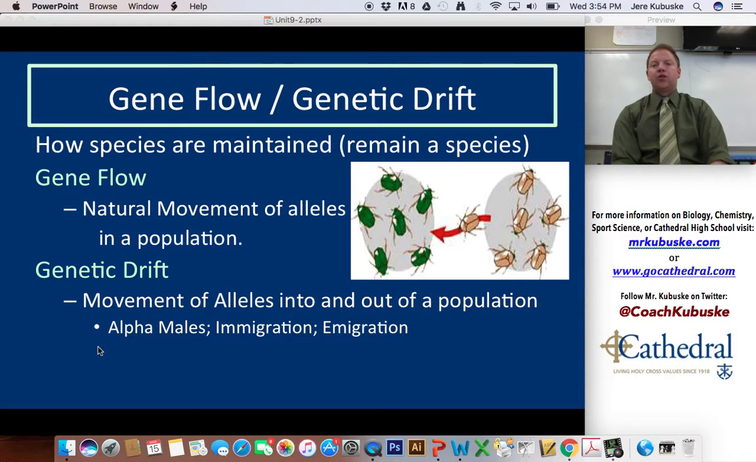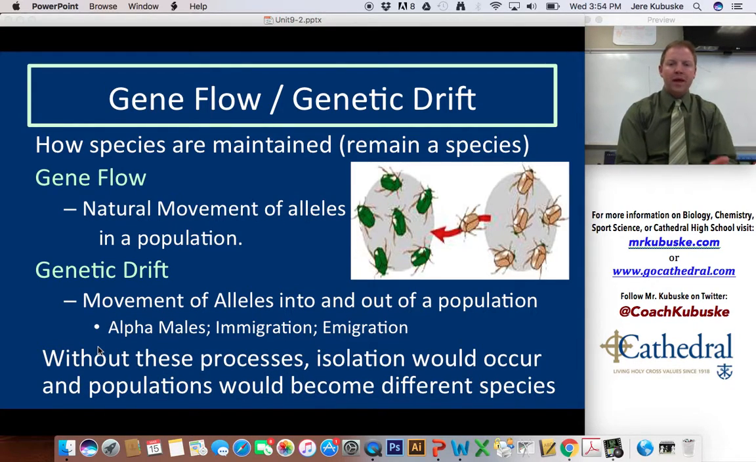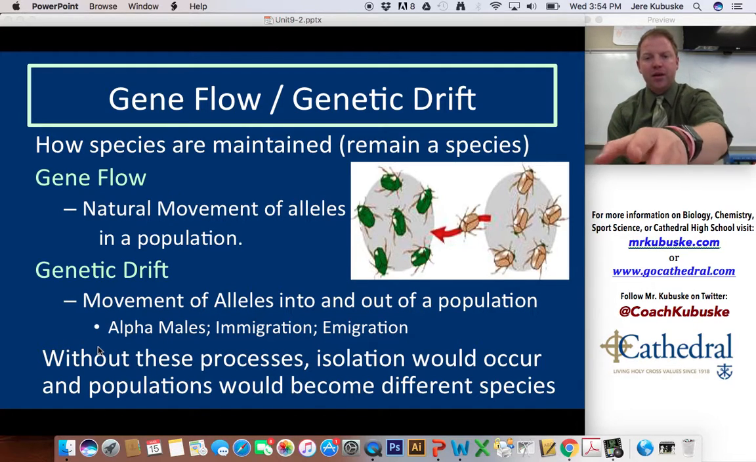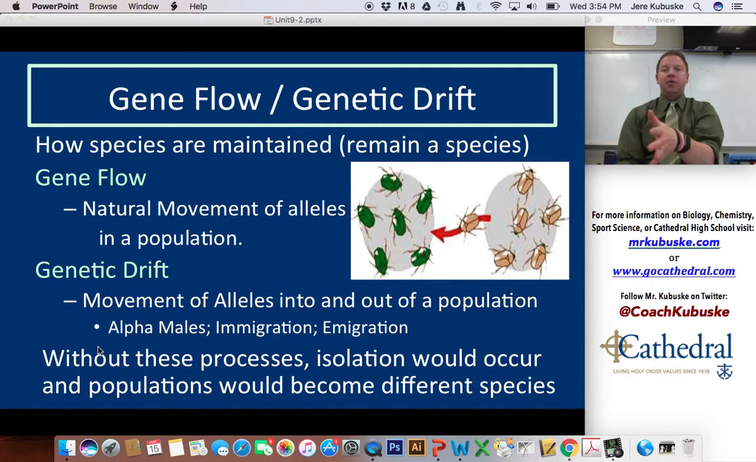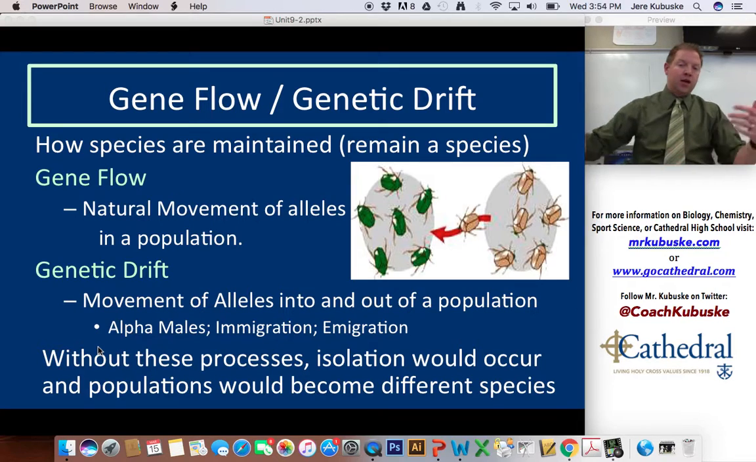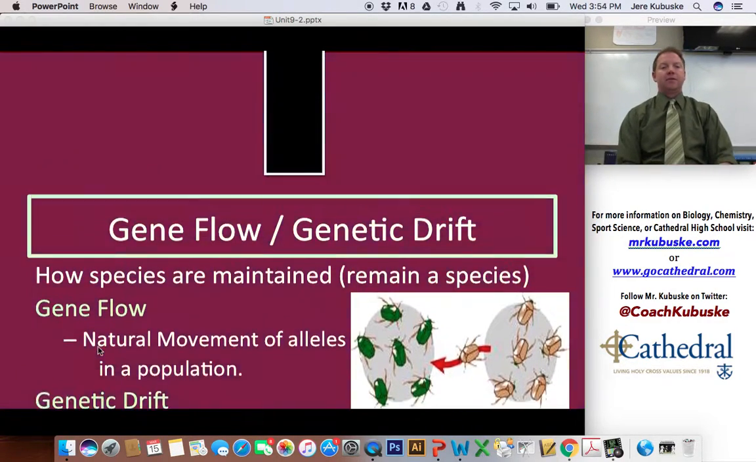And then genetic drift is just the idea of different traits moving into or out of a population. Without these processes, isolation occurs. So you can look at the little chart here, the picture. We've got our green bugs and our tan bugs, which are technically the same species. If that little tan bug didn't go and spread its genes to that other population that kind of keeps it connected, then those would become two different species.